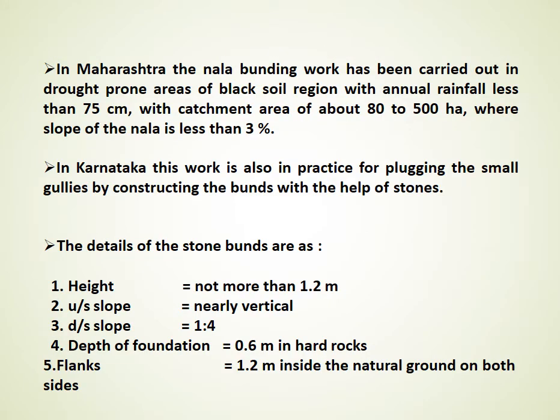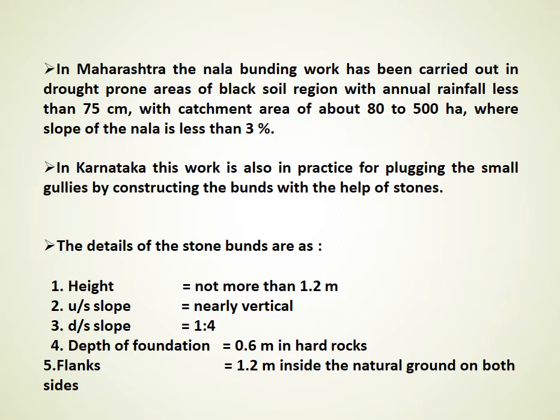In Maharashtra, the Nala bunding work has been carried out in drought-prone areas of the black soil region with annual rainfall less than 75 centimeters, with a catchment area of about 80 to 500 hectares, where the slope of the Nala is less than 3%.